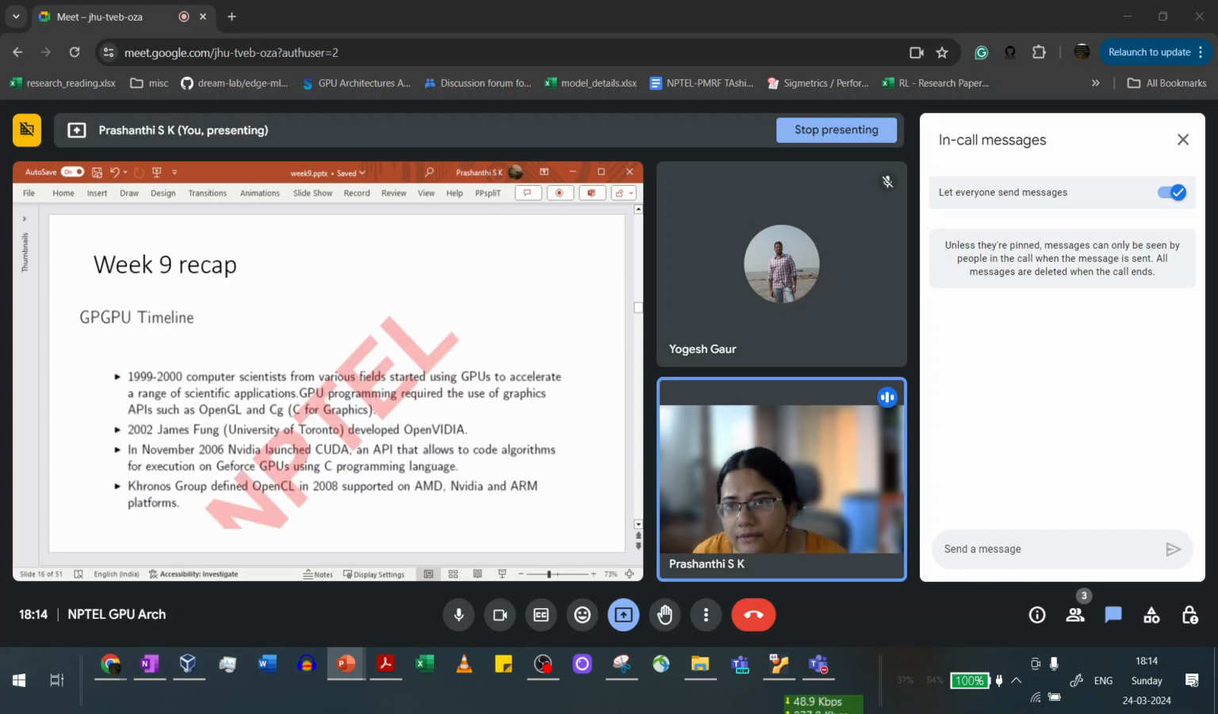Okay, so this is the general GPU timeline. In the late 90s or the 2000s, people started using GPUs to accelerate a variety of scientific applications. We discussed this even in the beginning of the course: what applications are suitable for GPUs, and how GPUs evolved from just being used for graphics workloads to various scientific workloads.